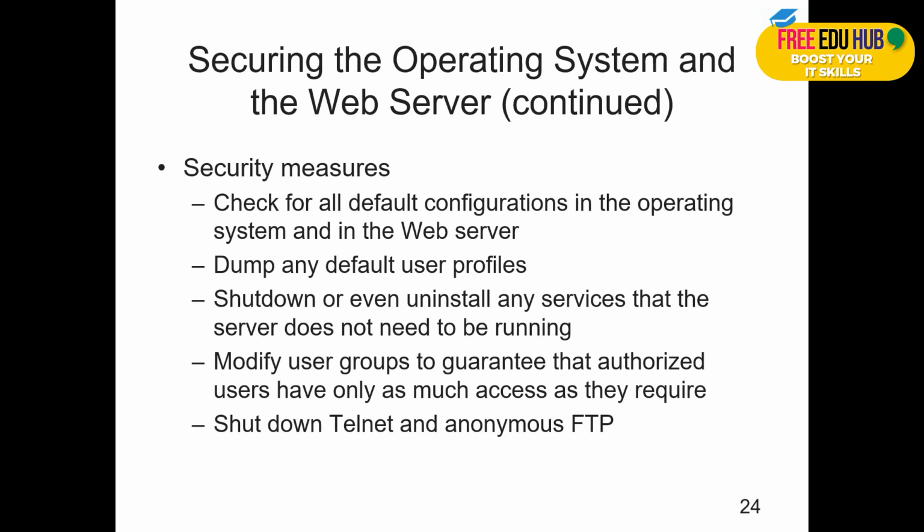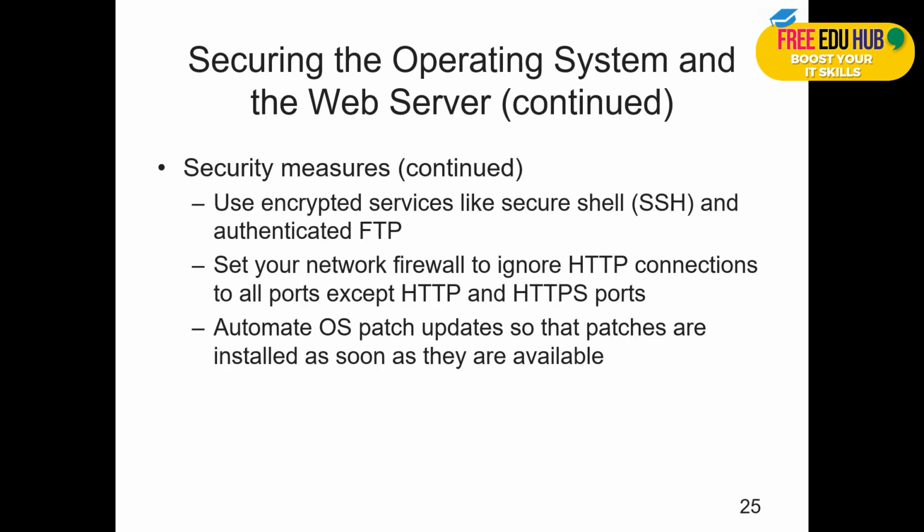Modify user groups to guarantee that authorized users have only as much access as they require. So give access to a group of users or a user on a group, and then remove his or her permission if they are no longer working there. Shut down Telnet or any anonymous FTP servers which are working on that server, or if you want to use those services, move to the secure protocols. Now use encrypted services like Secure Shell, SSH, and authenticated FTP or secure FTP.